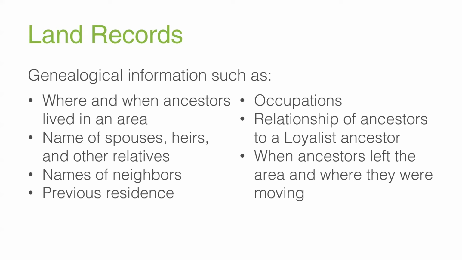The information you find on them is going to vary widely and depends on the area they're buying in or living in. But you could find where and when ancestors lived in the area. You might find spouses or relatives or other heirs, names of neighbors, their past residence, occupations. If they had something to do with the United Empire Loyalists, you might find a relationship to Loyalist ancestors, or maybe even military information in those land records. There's a lot of great details that you can pull from them.